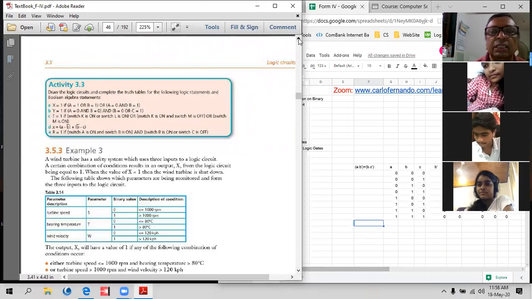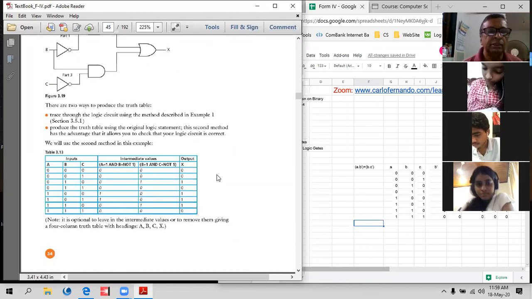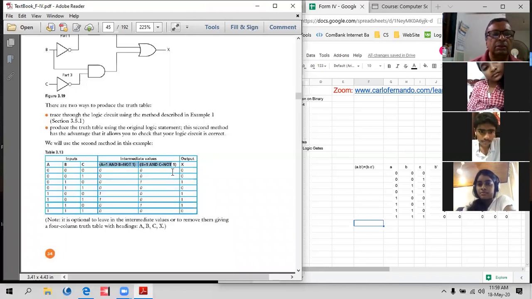3.3. Note, it is optional to leave in the intermediate values or to remove them, giving a 4-column truth table with headings A, B, C and X. So here is another challenge. In some A-level classes, they prefer to do without these intermediate values; they straight away put the output.